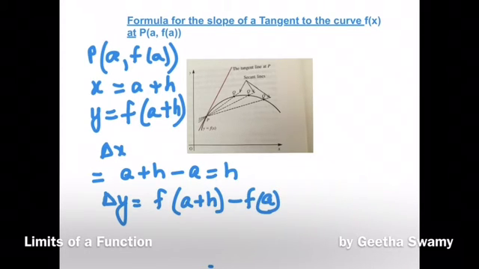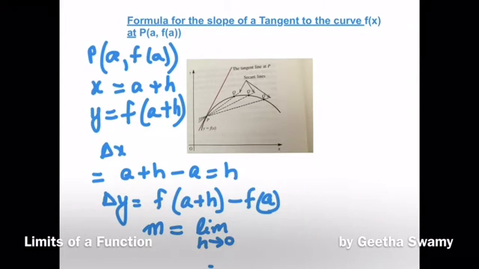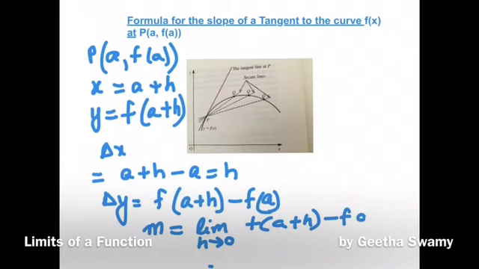Thus, the slope of the tangent line to the graph of y is equal to f of x at the point P (A, f of A) is given by m is equal to limit h tending to 0 of f of A plus h minus f of A, divided by h. And this is the fundamental theorem of calculus.